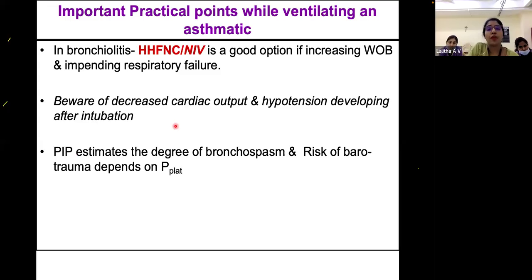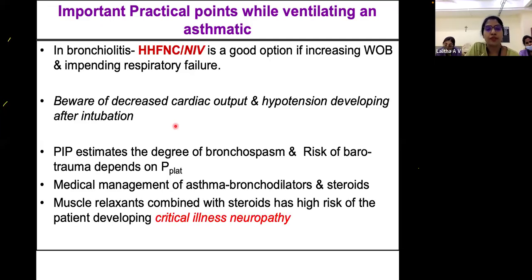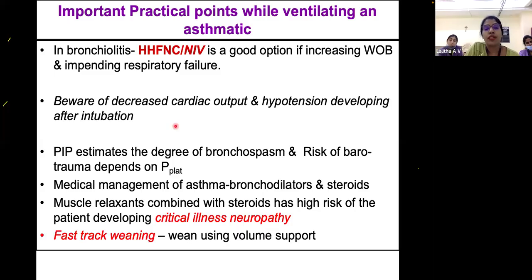PIP estimates the degree of bronchospasm, but the barotrauma you can monitor depending on the plateau pressure. And never forget to continue the medical management of asthma like bronchodilators, steroids, magnesium sulfate, and avoid using muscle relaxants, paralytics, because these children will be at risk for critical illness myopathy. Very importantly, fast track weaning. That is, you should be taking these children off the ventilator as soon as possible.